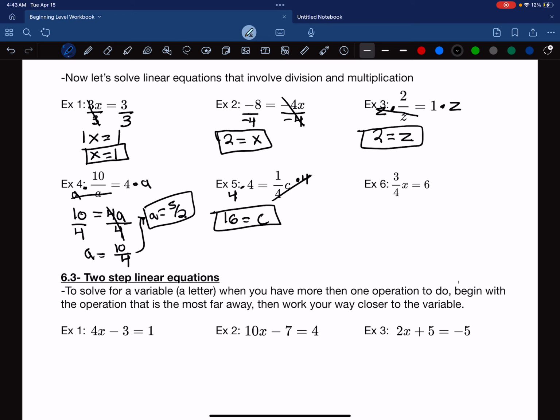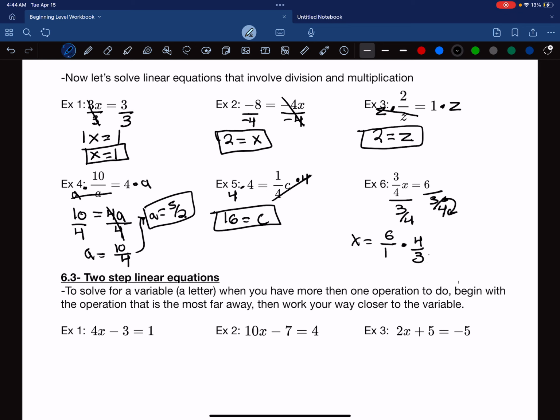And then looking at example 6, to get this variable on its own, what we want to do is divide by this 3/4, because this 3/4 is being multiplied by the x. So we're going to say x equals 6/1, because 6/1 is the same thing as 6. And remember, when we divide a fraction, we're going to do the keep, change, flip rule, where the division changes to multiplication, and then we flip the fraction, so we get 4/3.